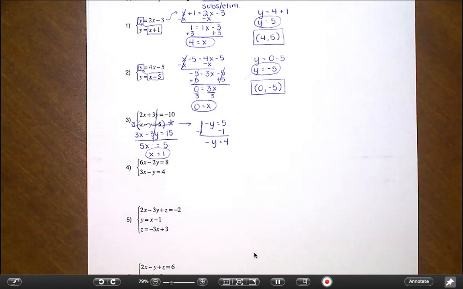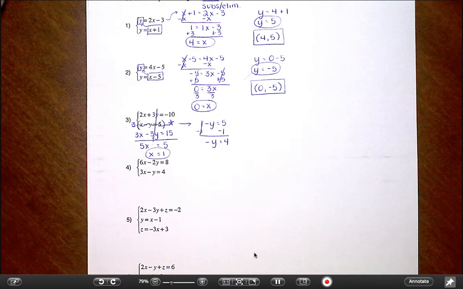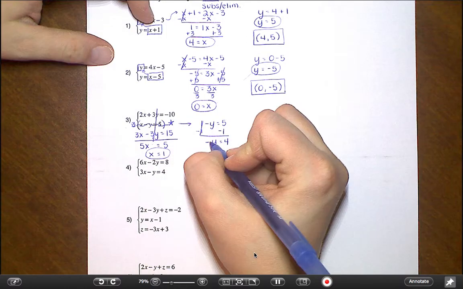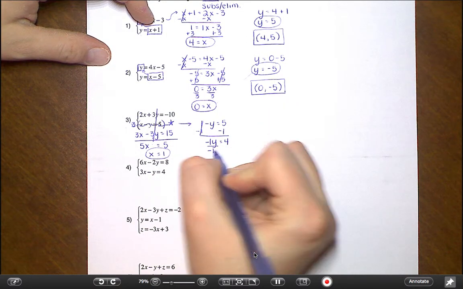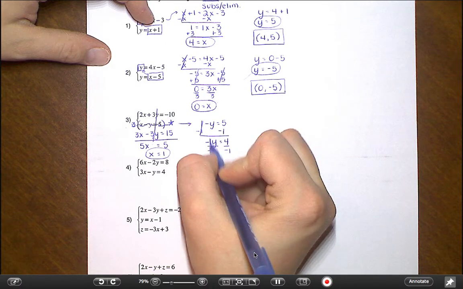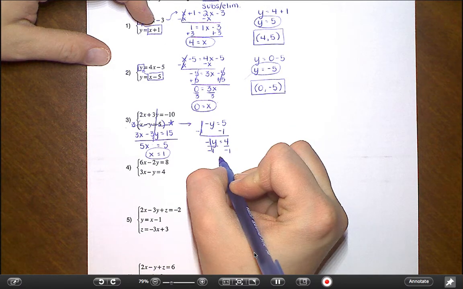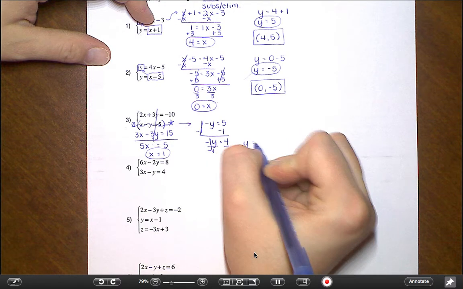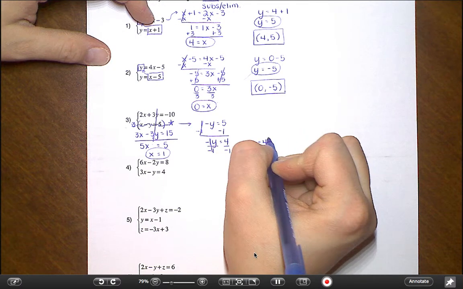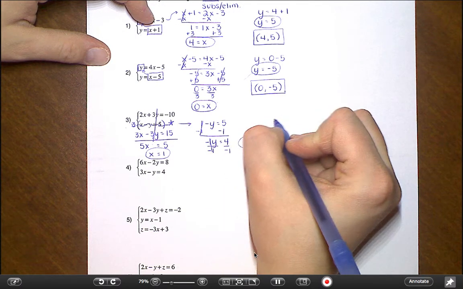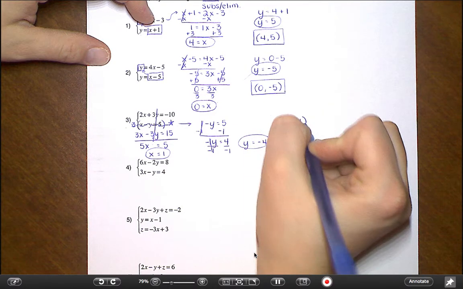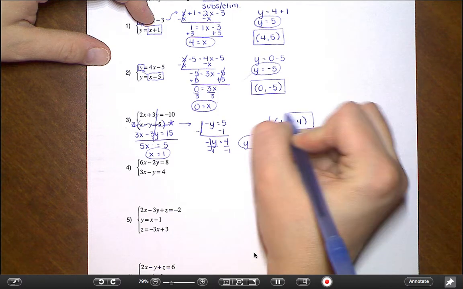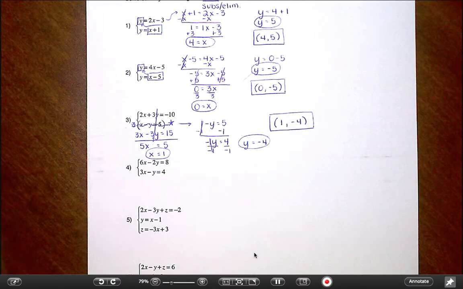Now, a lot of you can just look at that and say, oh, well, y equals negative 4. But if you're not sure about that, remember, this is really a negative 1y, and then you could divide by negative 1, divide by negative 1, and y is going to equal negative 4. And so then your final coordinate would be 1 comma negative 4. Okay, so that one was done with elimination.